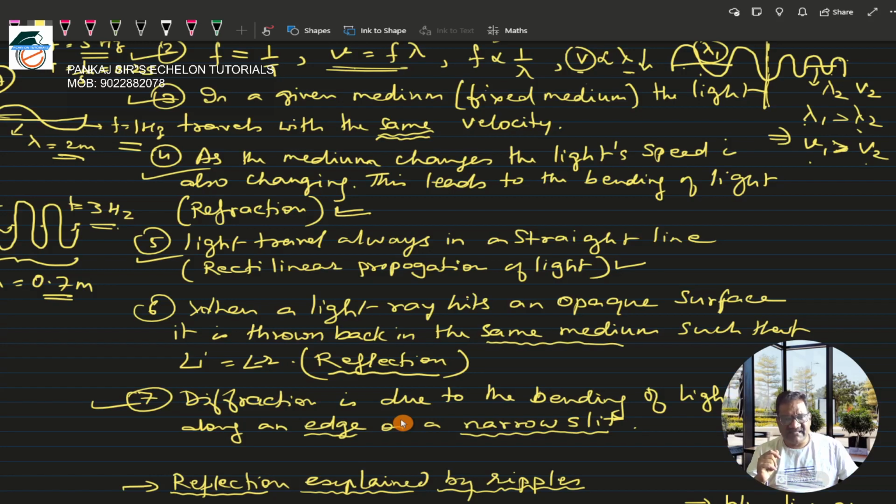So I think that's all for today. I wanted to just introduce you to the three concepts. First of all, that is reflection, refraction, and diffraction.